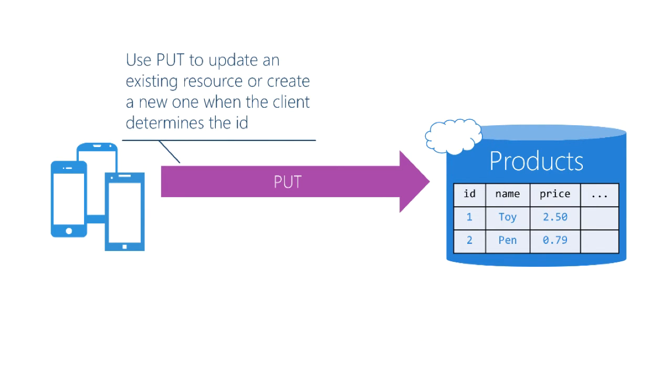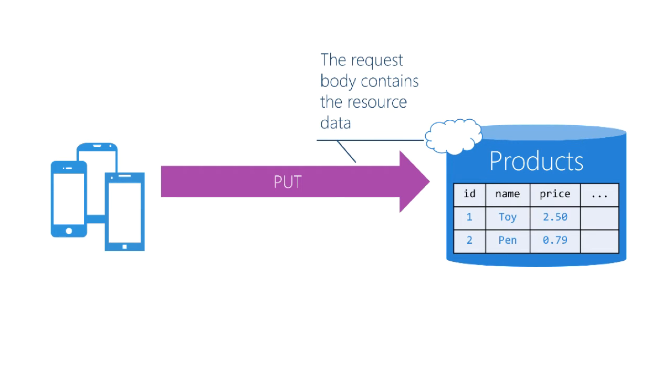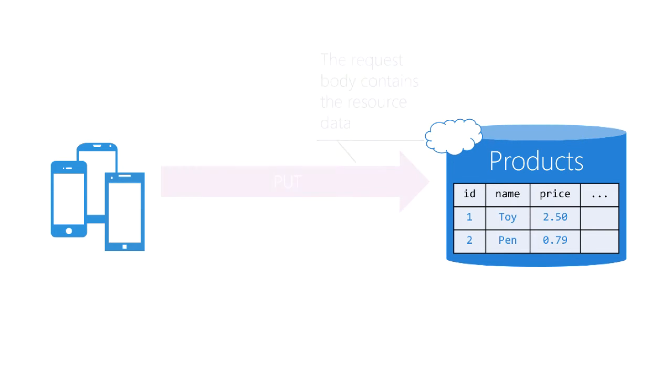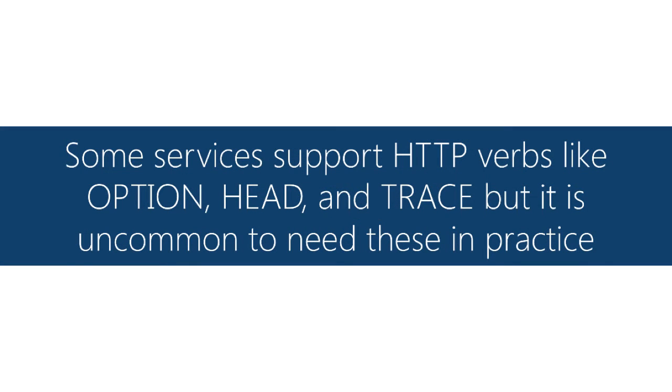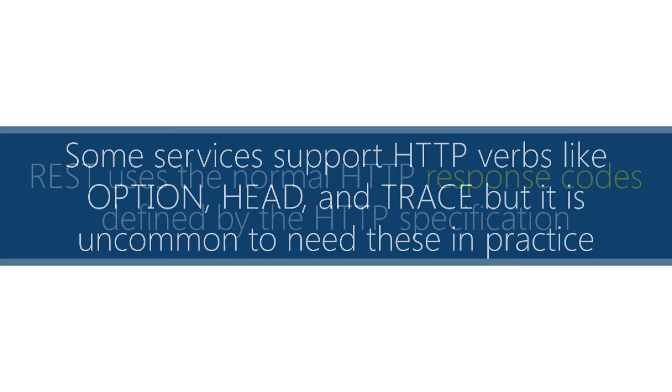And you use put to update an existing resource. And again, you would include the new data as part of your request. And finally, use delete to remove a resource. There are other HTTP verbs that we're not going to discuss, option, head, and so on. There are some REST services that support these, but they're really uncommon.